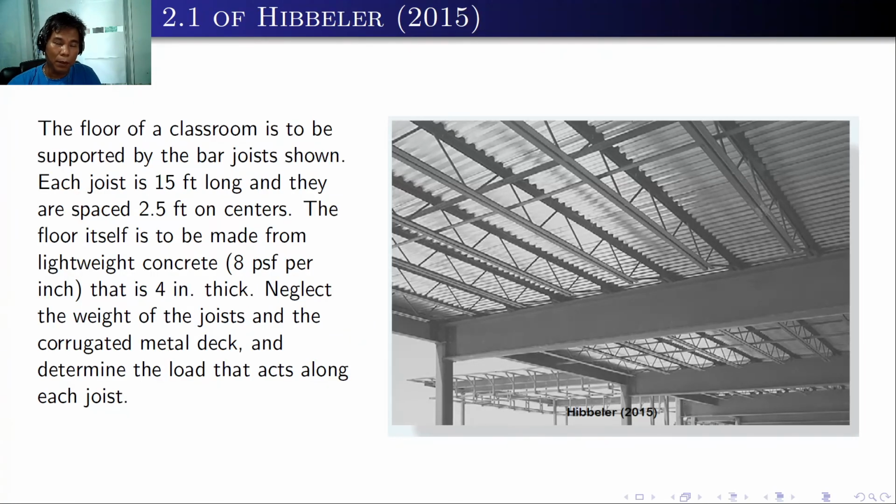Here is an example from Hibbeler. The floor of a classroom is to be supported by the bar joists as shown. Each joist is 15 feet long and they are spaced 2.5 feet on centers. The floor itself is to be made from a lightweight concrete that is 8 pounds per square foot per inch. The slab is around 4 inches thick. Neglect the weight of the joist and the corrugated metal deck and determine the load that acts along each joist.